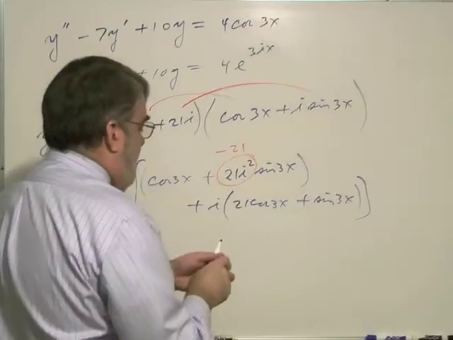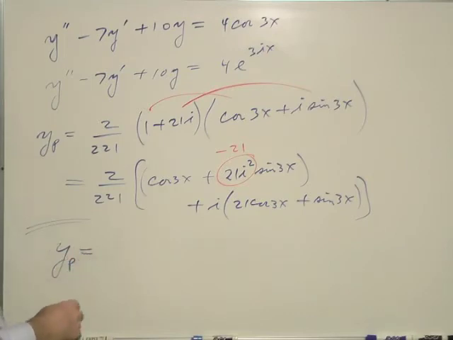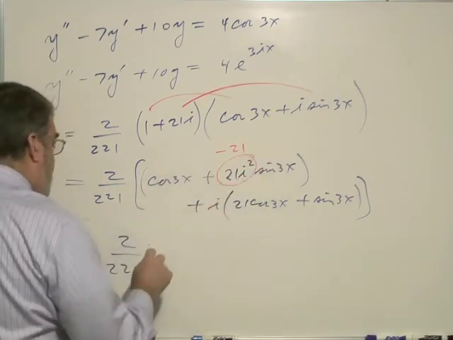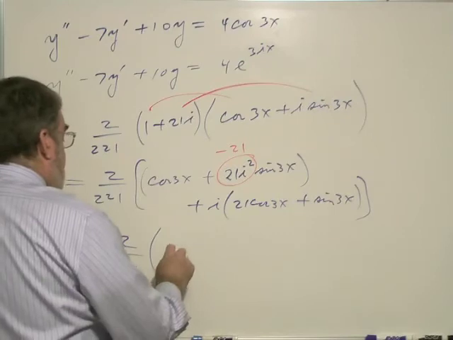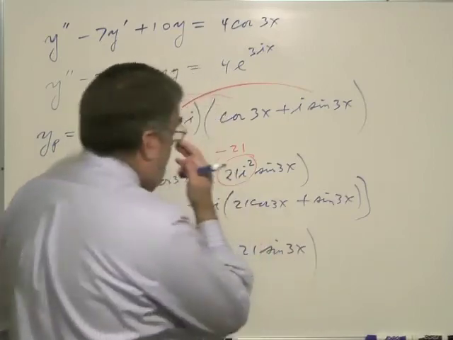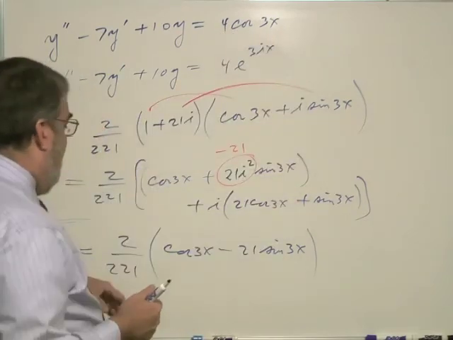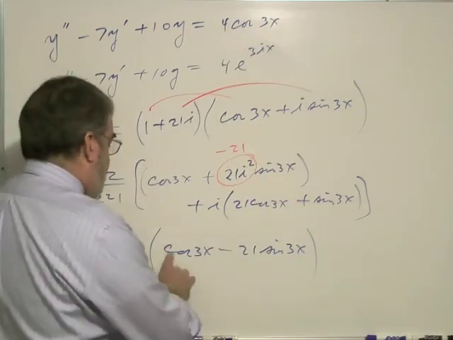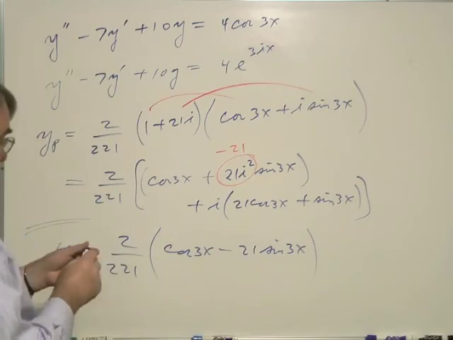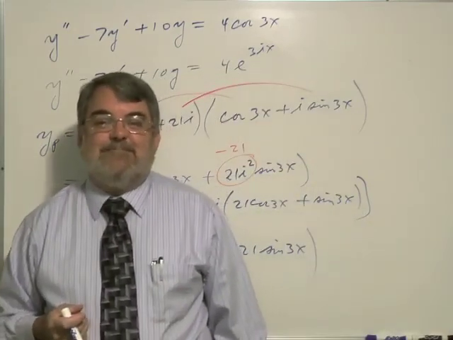Since I'm working with cosine, the original y particular that we're really solving for is going to be 2 over 221 times the real part, parentheses, cosine 3x minus 21 sine 3x. There we go. So now if this had been for sine 3x instead, our answer would have been close. It would have been 21 cosine 3x and then plus sine 3x. So these would have reversed a bit. Alright, so that's how you do a sine or a cosine problem like that. At least a simple one.